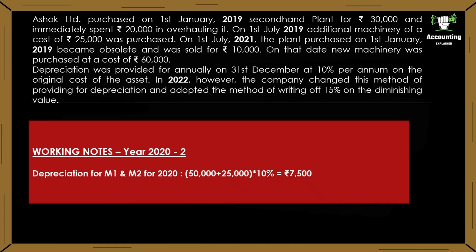Now we are going to do working note number 2, that is for the year 2020. In 2020, we have not made any purchase. Only we have to charge depreciation for this 50,000 rupees and 25,000 rupees, for the whole year, because we purchased all these things in 2019. So depreciation for M1 and M2 for 2020 is 50,000 plus 25,000 into 10%, which is 7,500. This we will take to the plant and machinery account for 2020.